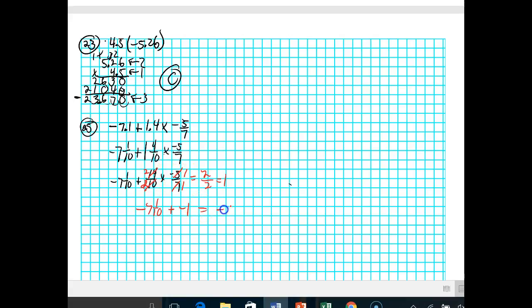And what does that give us? That gives us negative 8 1/10, which is the same thing as negative 8.1. And so your answer in that case is A. That's a tough one. Make sure you show all your work.